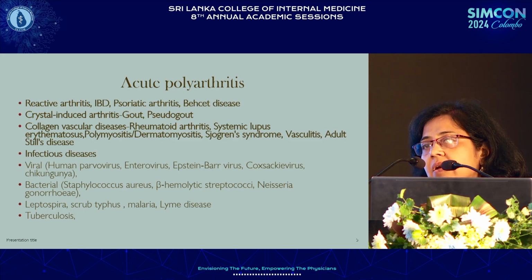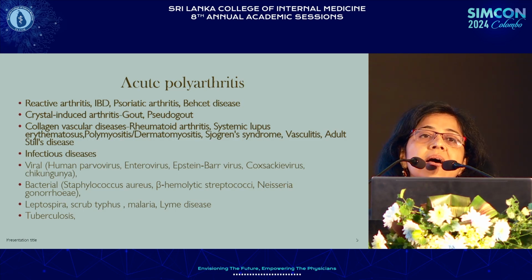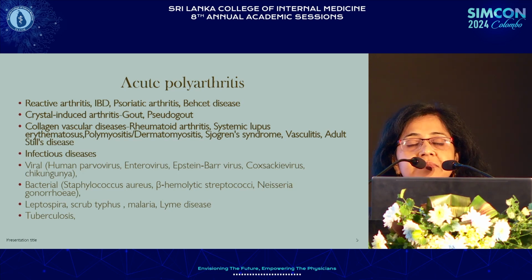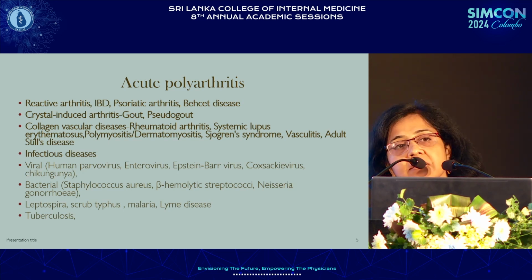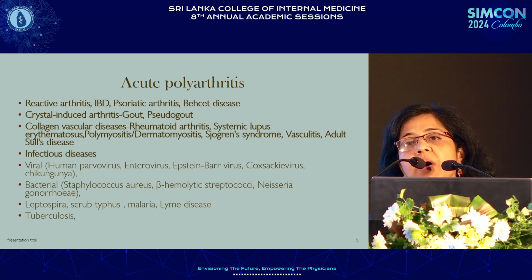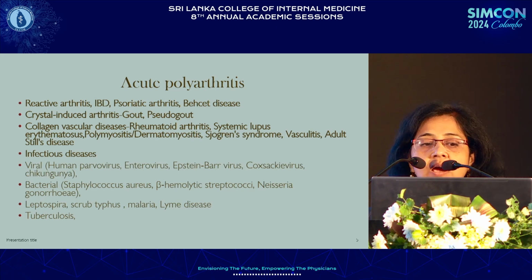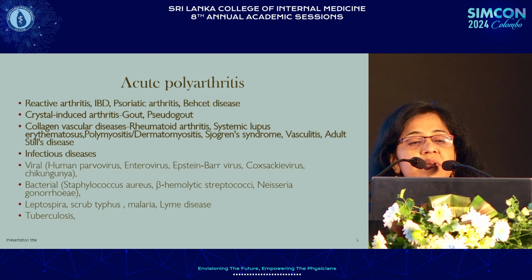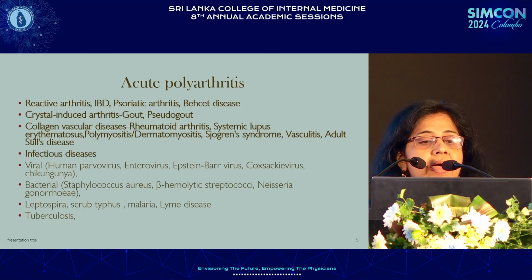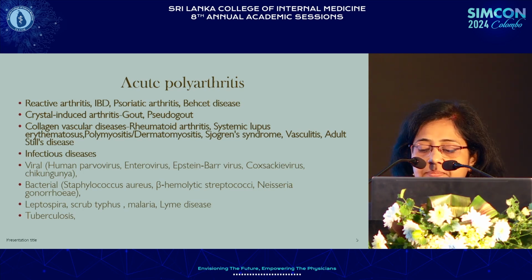Now, when we encounter a patient who has an acute onset of polyarthritis, usually we will be considering some of the crystal arthropathies or maybe a reactive arthritis, or we'll think that that person has an exacerbation of collagen vascular diseases. However, we must keep in mind a whole bunch of etiologies which are infections. They may be viral, bacterial, and also protozoal.